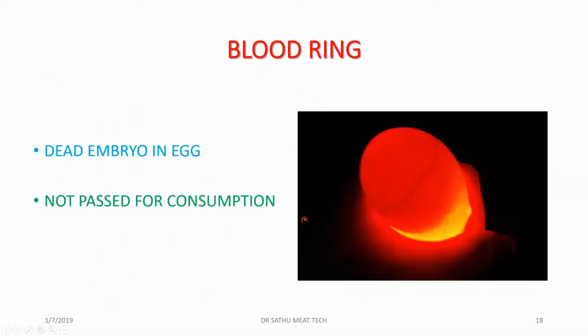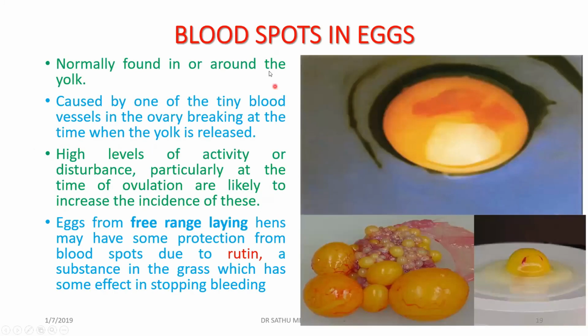Then we have the blood ring. Here we can see a ring like this. This is seen in fertile eggs. It indicates the embryo is dead and it is not passed for human consumption. Now we have the blood spots in the eggs. This is normally found in the yolk.